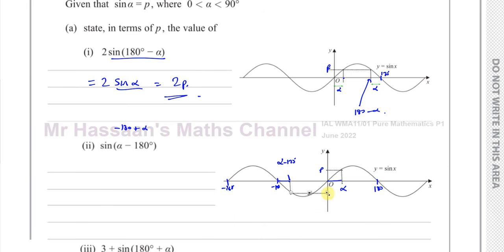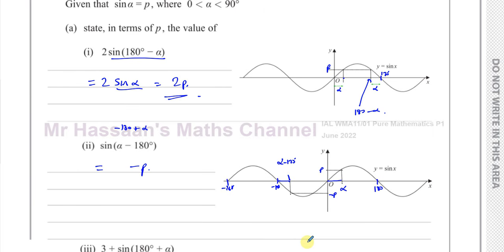So here we're going to have a negative p. We can use the symmetry of this curve again, and we can see that this is going to give us minus p. It's going to be equal to negative p. All right, so the sine of alpha minus 180 is equal to negative p.